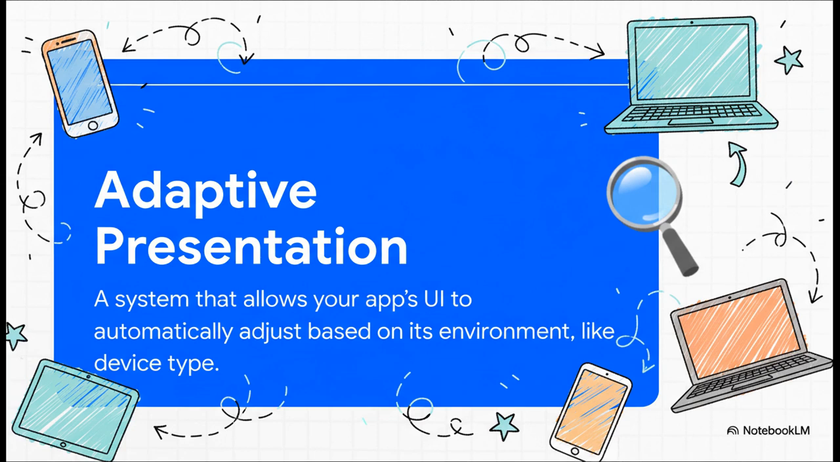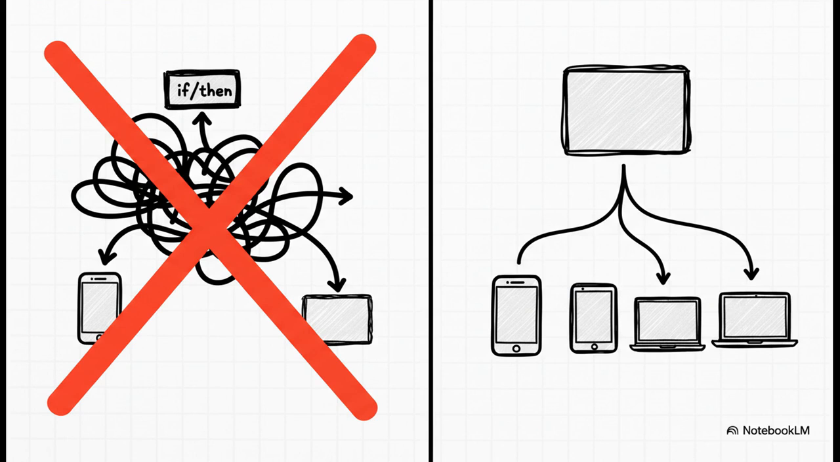So what is it exactly? Well, adaptive presentation is basically a system that lets your app's user interface automatically tweak its layout based on its environment. And by environment, we mean things like what device it's on, an iPhone, an iPad, even a Mac, and of course, the screen size. So a simple list on an iPhone might just become a beautiful grid on an iPad, all on its own. And here's the real key. The goal is to write your code once and have it behave correctly everywhere. This means you can finally move away from those endless, if this is an iPhone, do this, but if it's an iPad, do that kind of checks. You're building a fluid system, not a rigid set of rules.